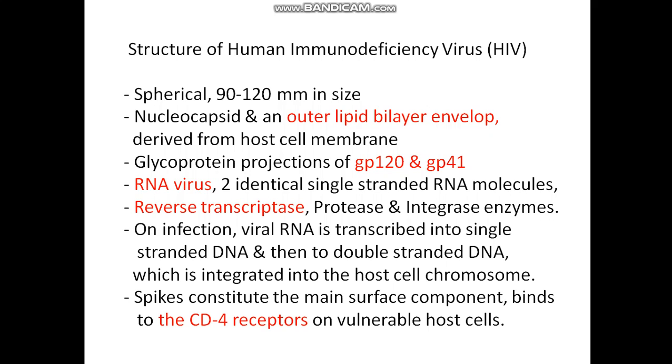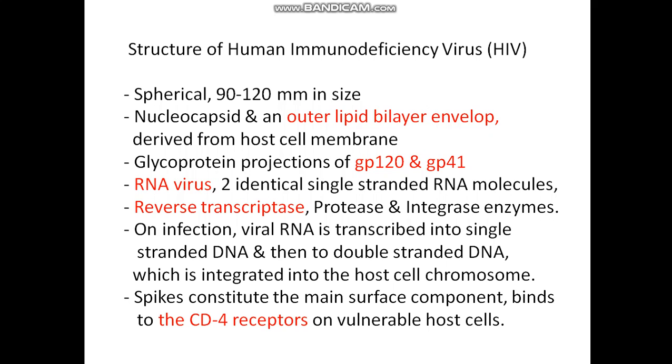The structure of the HIV, human immunodeficiency virus, is spherical, 90 to 120 nanometers in size, with an outer lipid bilayer that is derived from the host cell membrane. Glycoprotein projections, that is GP120 and GP41. It is an RNA virus, with two identical single-stranded RNA molecules. The most important enzyme it contains is reverse transcriptase; others are protease and integrase.